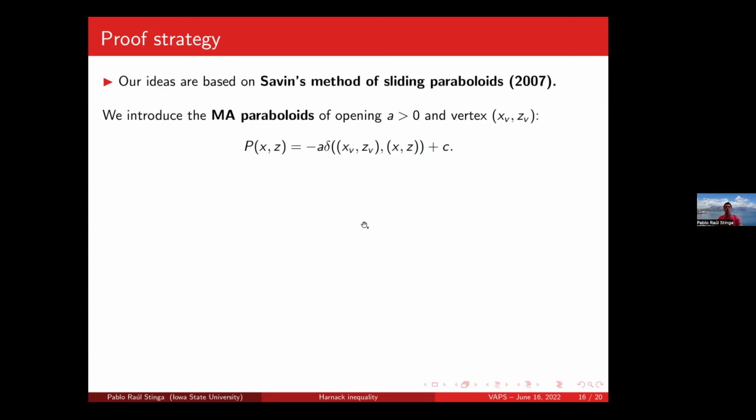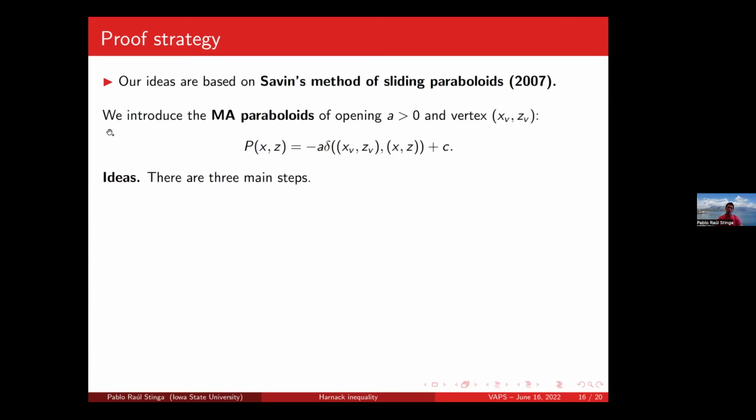So what is a paraboloid? A concave paraboloid of opening A and vertex, say, (x_v, z_v), is just minus A times the Monge-Ampère distance between the vertex and any point. If phi is x squared, the Euclidean distance squared gives just quadratic polynomials. So this is a paraboloid for us now, the Monge-Ampère paraboloid.